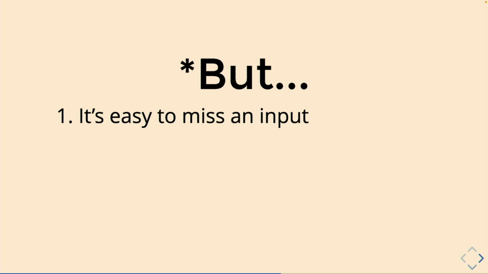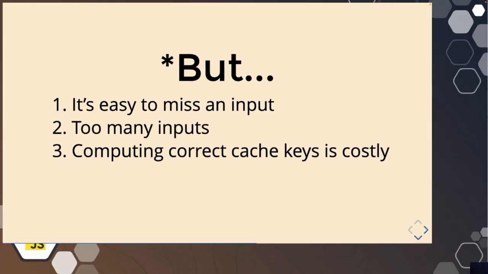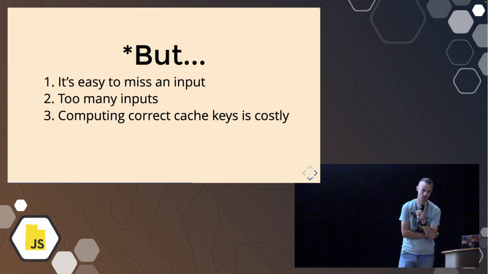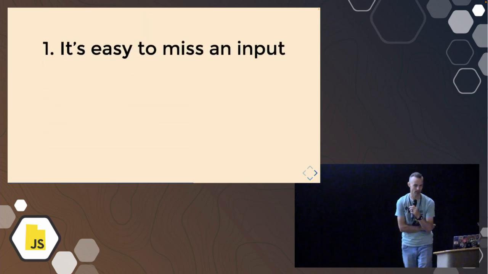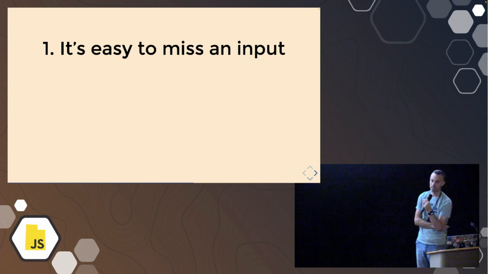So first of all, it's easy to miss an input. Sometimes you have too many inputs, and computing correct cache keys is costly. That was intentional alliteration. So let's talk about each one of these. It's easy to miss an input.